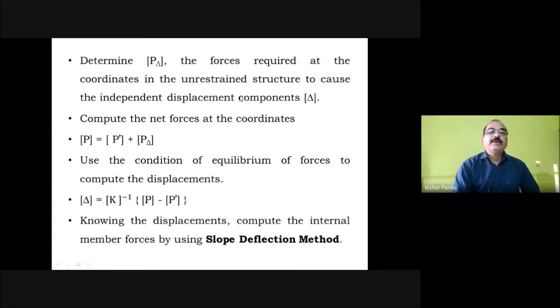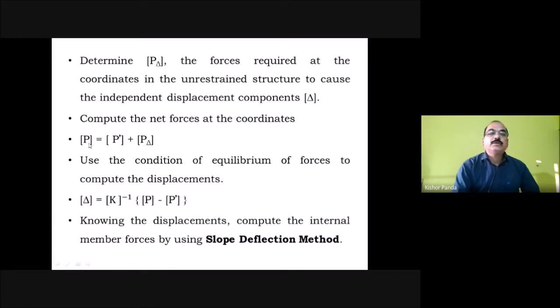Then determine P delta, the forces required at the coordinates in the unrestrained structure to cause the independent displacement components delta. By unrestraining the first coordinate, you find the forces due to the unit displacement at coordinate 1: what is the force at coordinate 1 and what is the force at coordinate 2. Then for the other coordinate, again you find the force due to the unit displacement at coordinate 2. That way you can find the stiffness matrix.